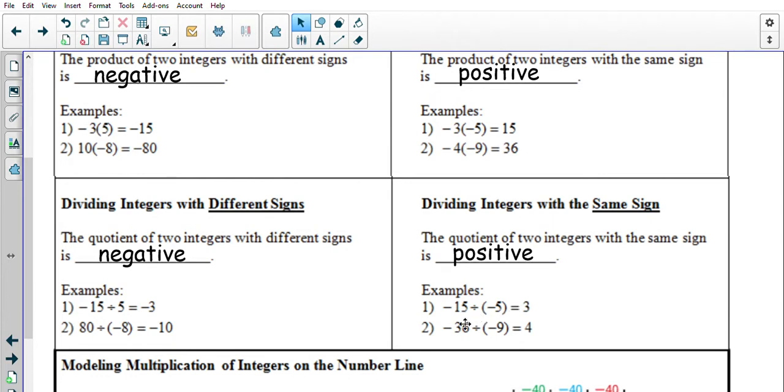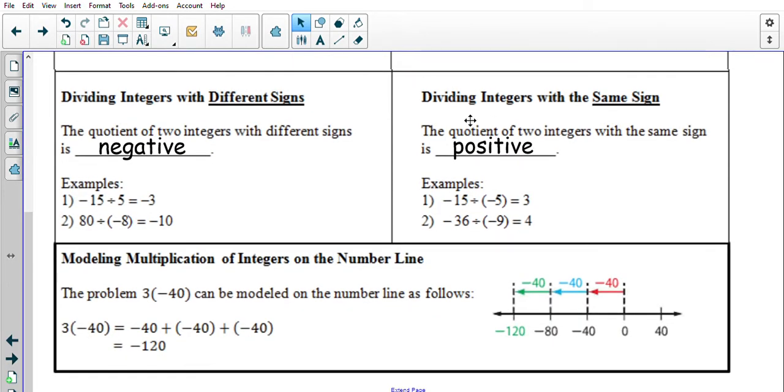If I have negative 36 divided by negative 9, my answer is going to be positive 4, since 36 divided by 9 is 4. And again, anytime the signs are the same, my answer is going to be positive. Anytime the signs are different, my answer is going to be negative. And again, that's for multiplying or dividing 2 integers, 2 positive or negative numbers. So we've got to memorize these rules.